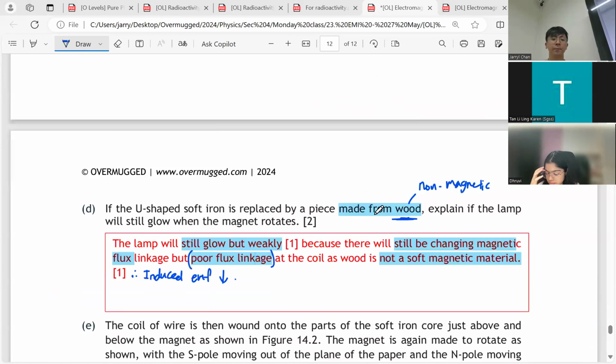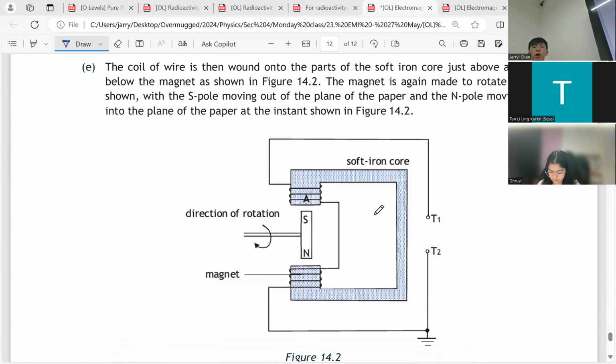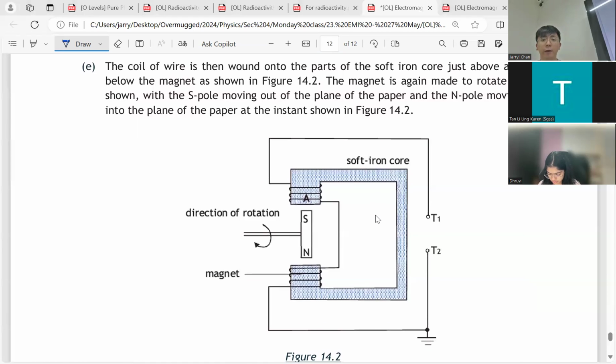Okay, no problem. Let's go. Part E. Pretty quick, I think. Coil of wire now. I'll go on to the different parts. Okay, so the wire is now coiled around the soft iron core. The magnet is again made to rotate, with the south pole moving out of the plane.